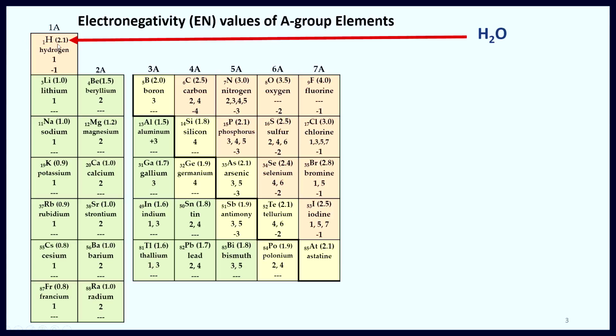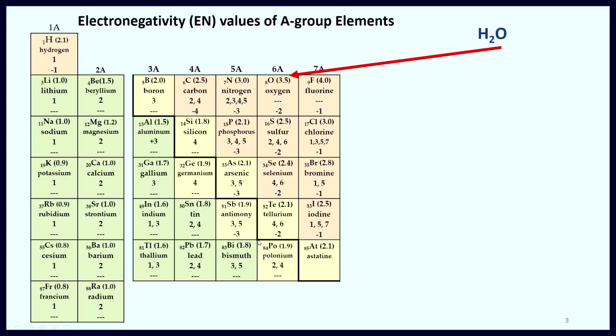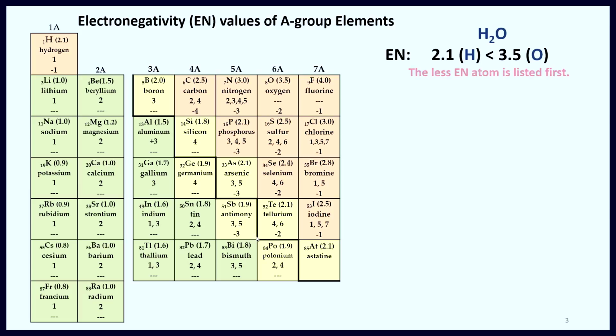Hydrogen has an electronegativity of 2.1 and oxygen is 3.5. And since hydrogen has a lower electronegativity than oxygen, its symbol is listed first in the formula, H before O, and that's our next rule. The less electronegative atom is listed first in a chemical formula.